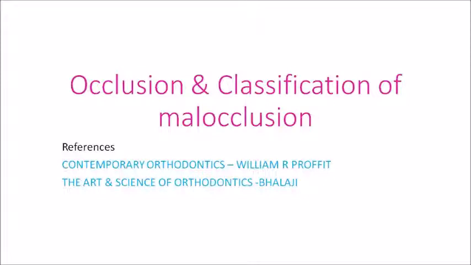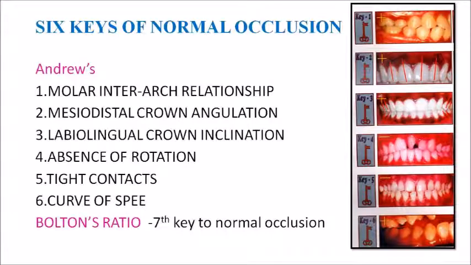Preferably, Art and Science of Orthodontics by Balaji is more than enough for covering this chapter, but please go through Proffit as well, especially the pictures, diagrams and charts in these chapters. So let's begin. Before going to malocclusions, first we will see the normal occlusion. What are the ideal features of a normal occlusion?